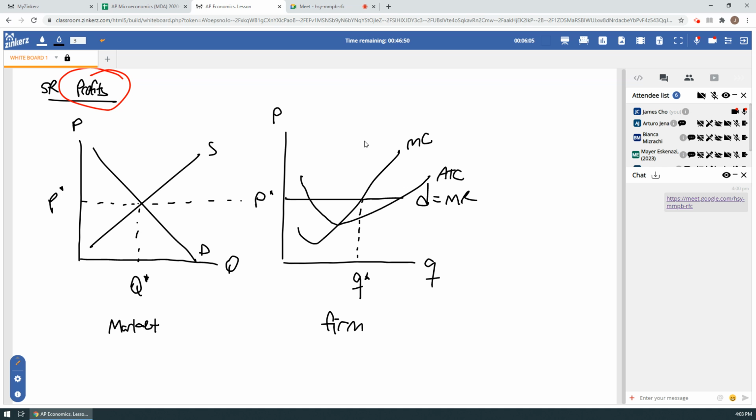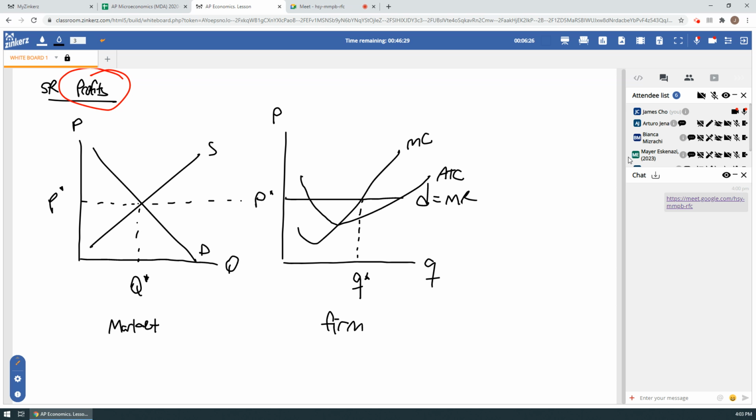Let's see, who wants to take this? Arturo, draw in for me the box of profit. Okay. The box of profit. The area of economic profit.